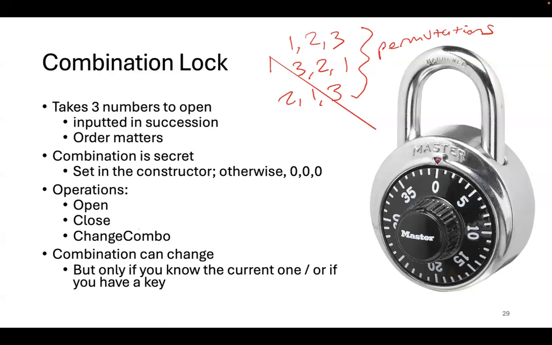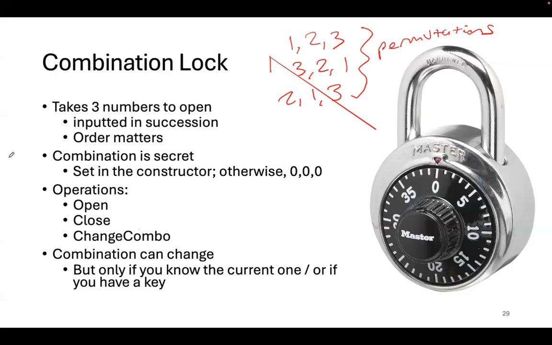So inputted in succession, the order matters. We don't want everyone to know what our locker combination is, right? You don't want someone to be able to break in just by looking on the lock of, oh, your combination is 1, 2, 3. That's like, why bother at that point? So the combination is secret.